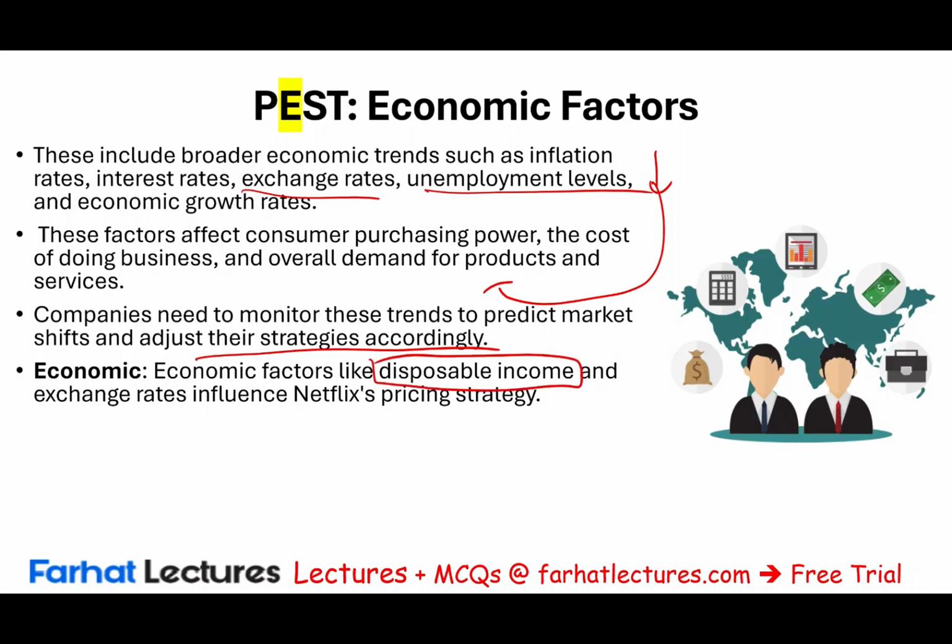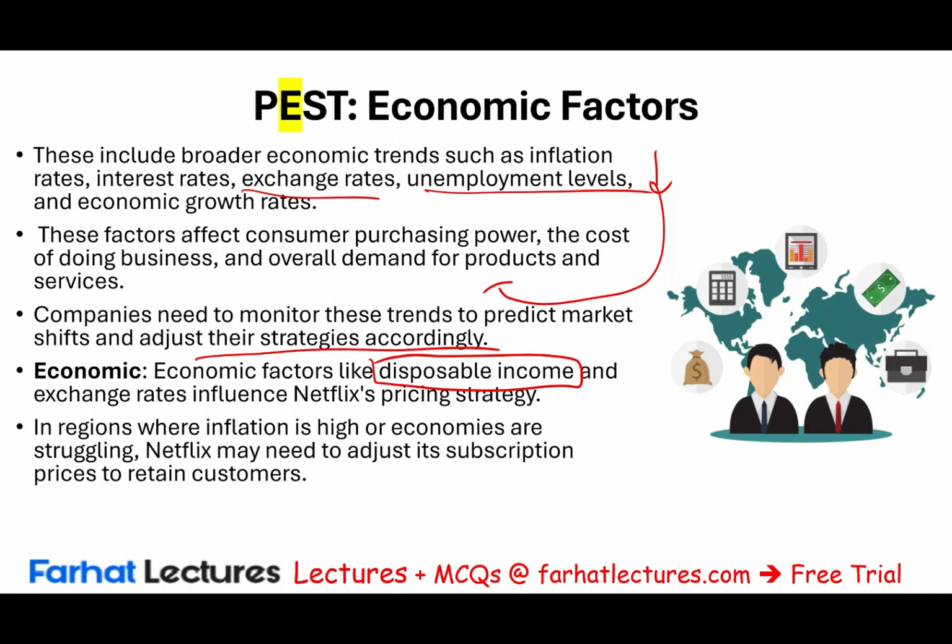If we take a company like Netflix, once again, disposable income is important. So you don't operate in a country where there is no disposable income. What's disposable income? Disposable income is income above and beyond what a family or a person would need, and what they will do with that income. They want to use it for entertainment. Therefore, Netflix might be a viable option. In regions where inflation is high or economies are struggling, Netflix may not want to operate there or may reduce their subscription price to get some customers.